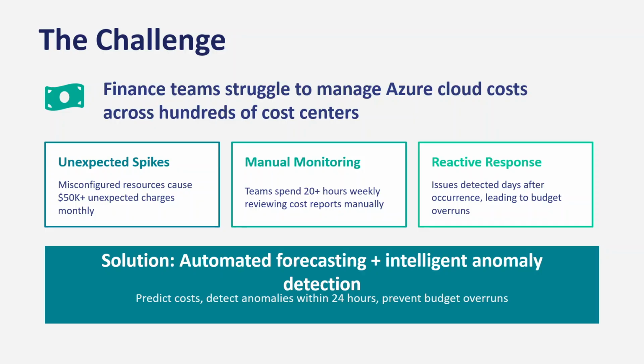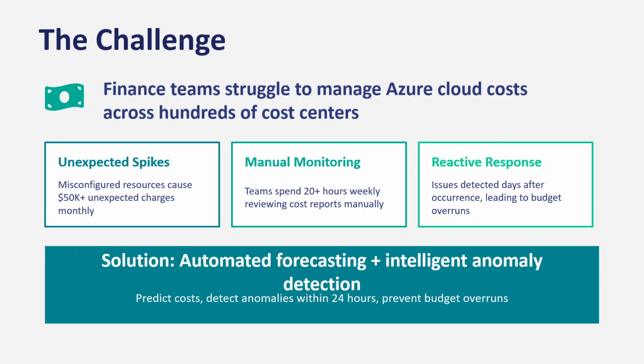Secondly, manual monitoring. Teams spend over 20-plus hours per week just reviewing cost reports by hand, mainly through Excel or some dashboard tool. That's half a work week gone. Thirdly, reactive response. By the time someone notices an issue, it's often days later and the budget has already been blown. So the solution which I built automates the entire pipeline.